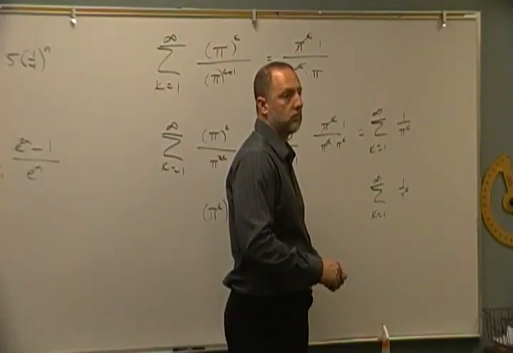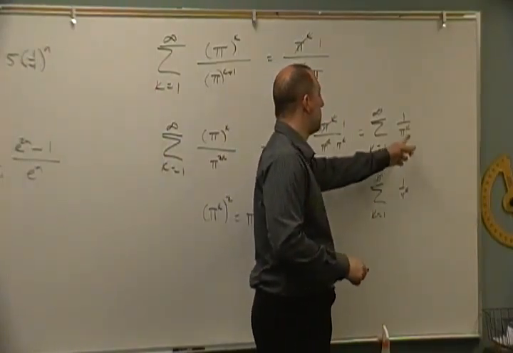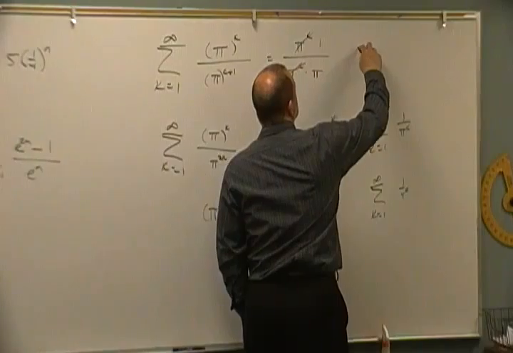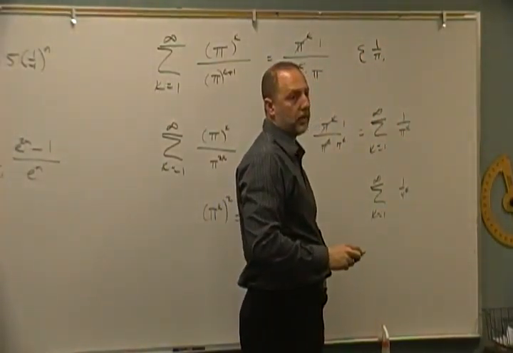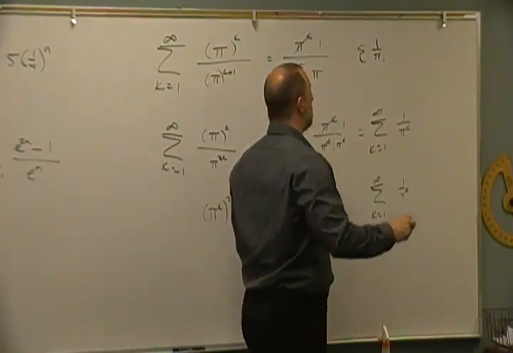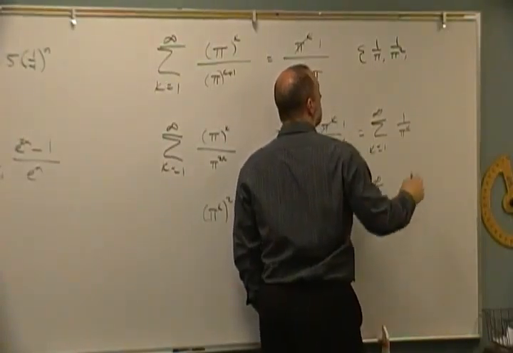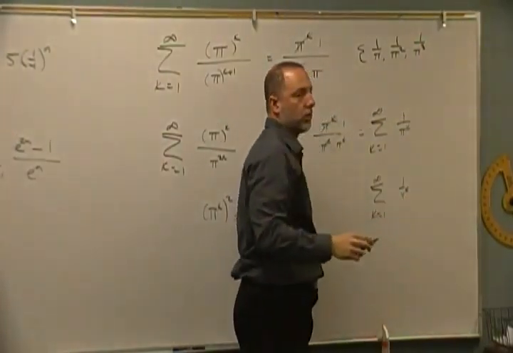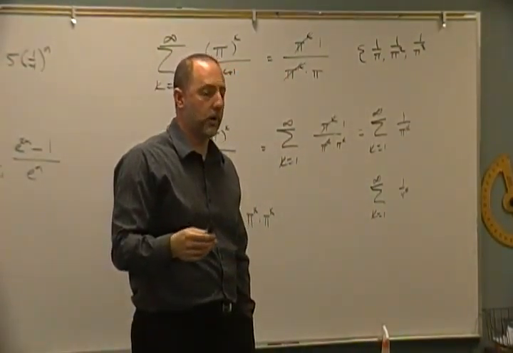Wait, what's the ratio? Work with me. Put 1 in here. When I put 1 in for k, what do I get? I get 1 over pi. When I put 2 in, what do I get? 1 over pi squared. What's my next term? So it should be 1 over pi, not pi. Yes, I'm sorry, the common ratio is 1 over pi.